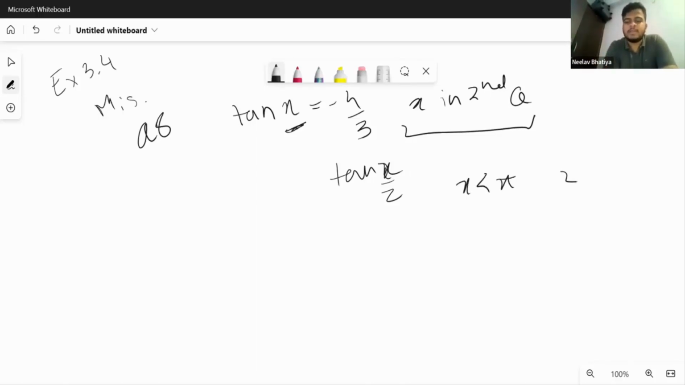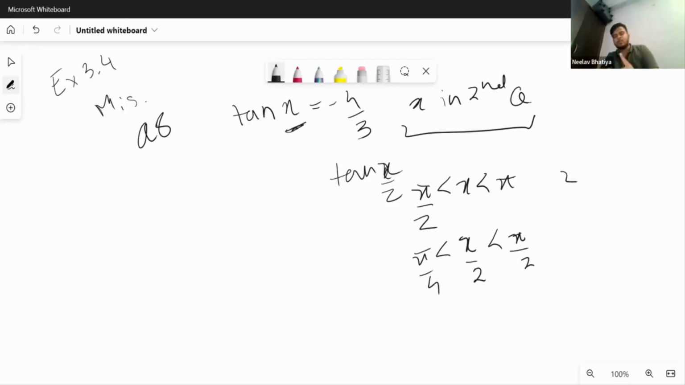So x is between pi by 2 and pi, correct? So x by 2 should be in between pi by 4 and pi by 2, meaning x by 2 is in the first quadrant. In the first quadrant, tan is positive. So all instances of x by 2 are going to be positive. That is the first step towards solving the question. So if you are confused whether tan x by 2 is going to be positive or negative, it's going to be positive. If we arrive at such a conjecture in our question, we'll be able to solve it, right? That we know that tan x by 2 is positive. Correct.